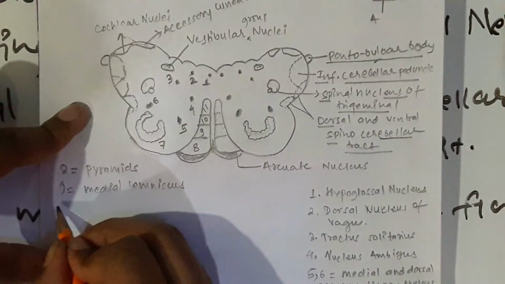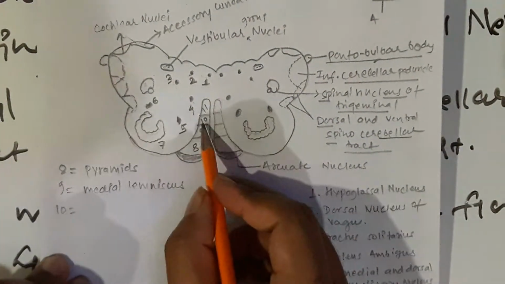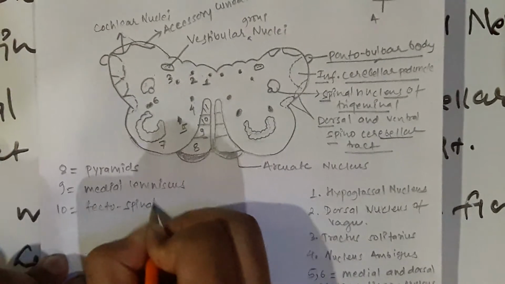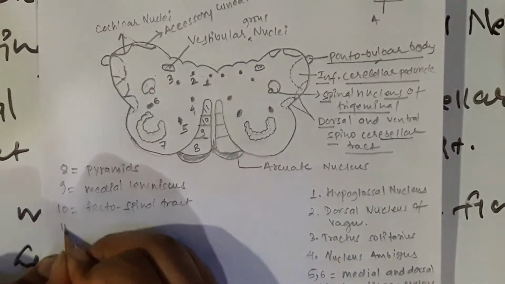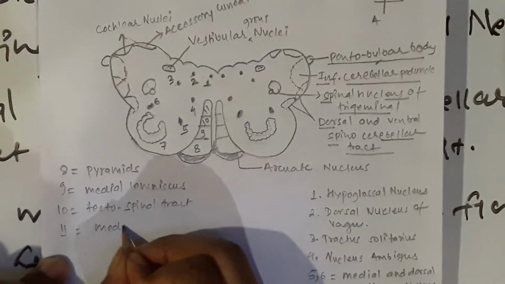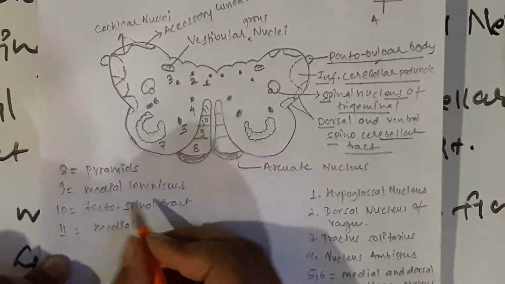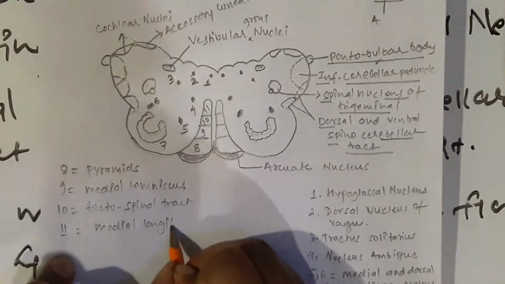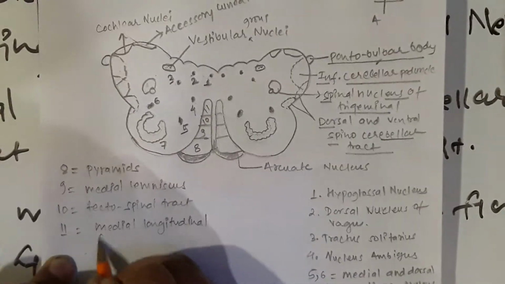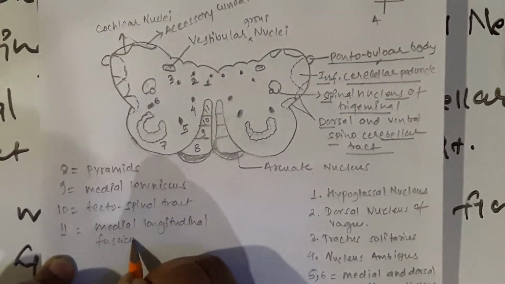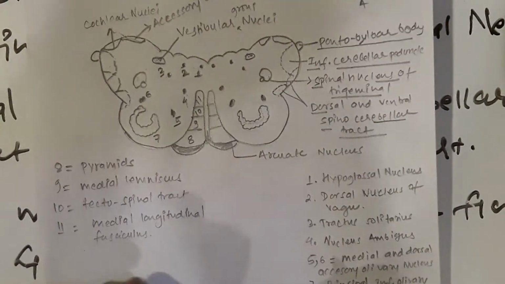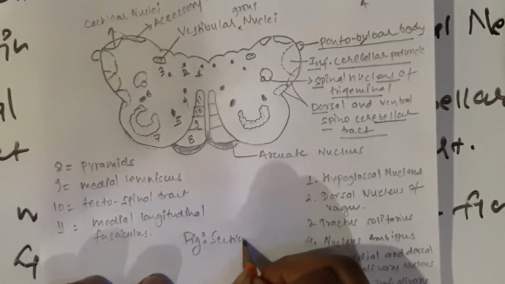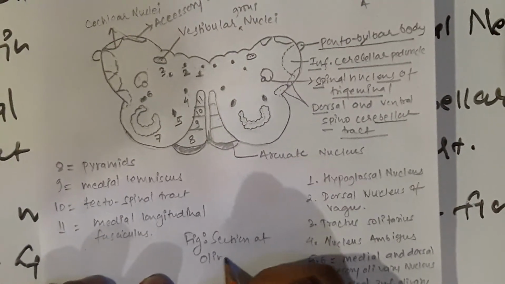We have already discussed these parts. 10 is the tectospinal tract. And 11 is the medial longitudinal fasciculus. Don't get confused between medial lemniscus and medial longitudinal fasciculus. Most of us get confused over here. So all together, this is the figure representing the section at the olivary level.